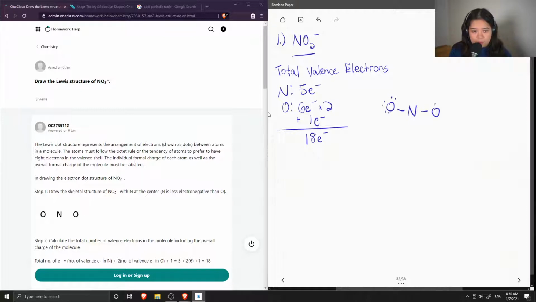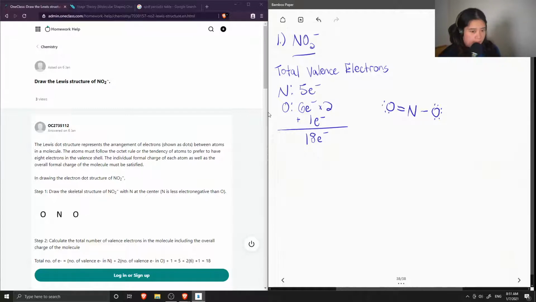To have a full valence shell, we would need 3 lone pairs in total. Notice that nitrogen still does not have a full valence shell. So instead of making both oxygens single bonded, I'm going to make one of them double bonded.